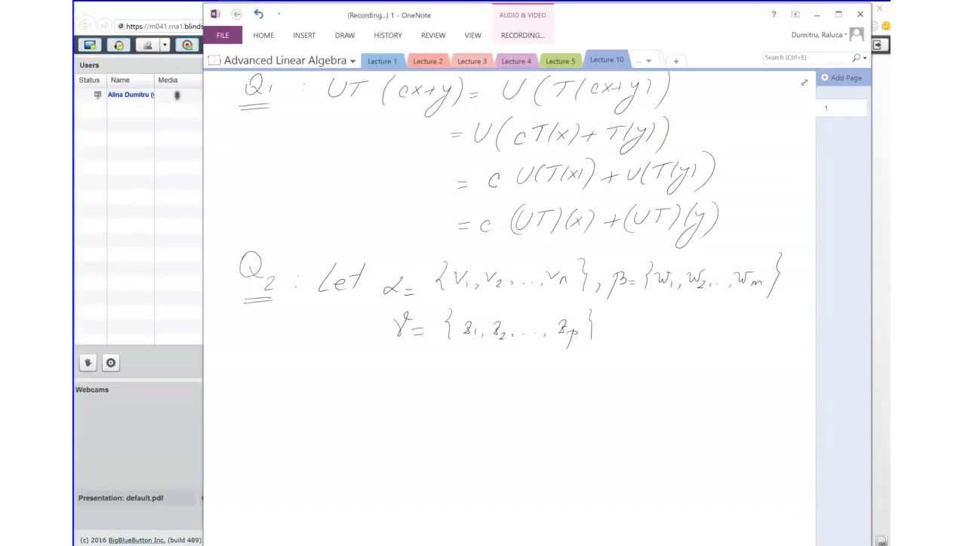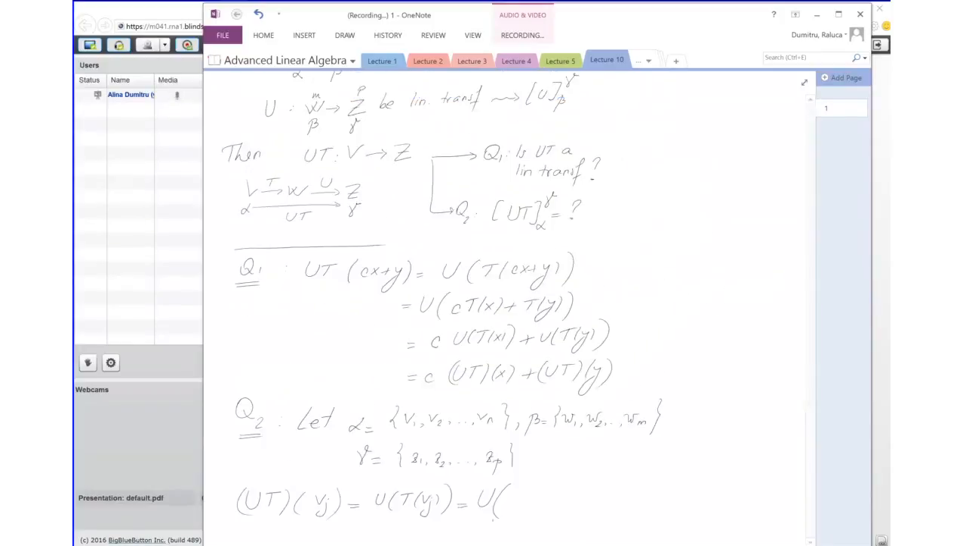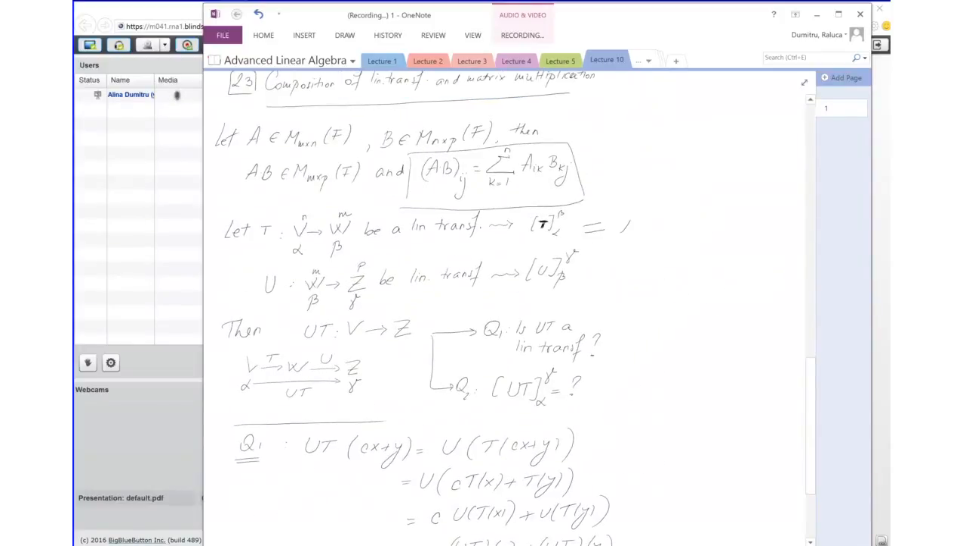Okay, so I'm going to take the composite function U composed with T and apply it to the j vector. It goes from alpha to gamma, right? So I'm going to apply it to Vj and see what happens. So this is U of T of Vj. Okay. Now, T had a matrix from alpha to beta. Let me call it A. And U had a matrix from beta to gamma. Let me call that B.